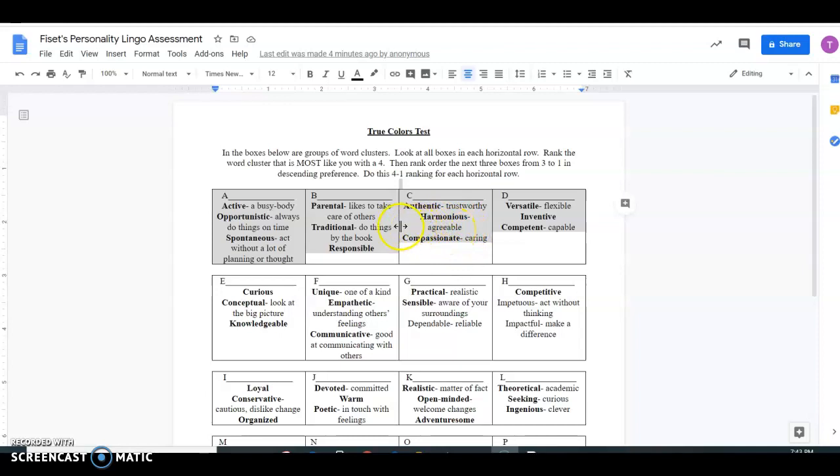So right now I think maybe C is most like me, so that'd be my 4, and then B would be my 3, and right now A would be my 2, but I need to read the last one. D: versatile, flexible, inventive, competent. So I think that C is my 4, so I'm going to put a 4 here. B is my 3. A is my 2. And D will be my 1.